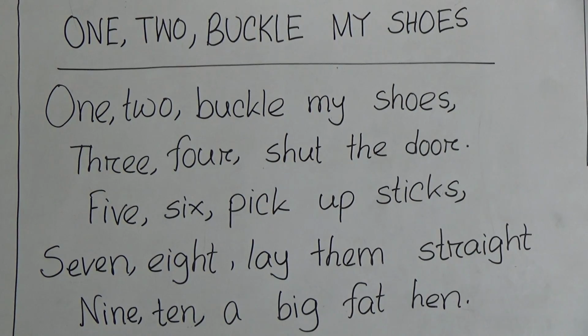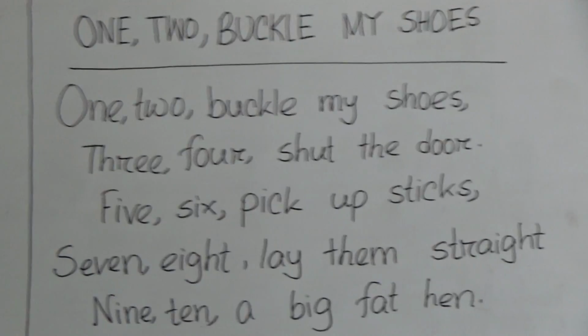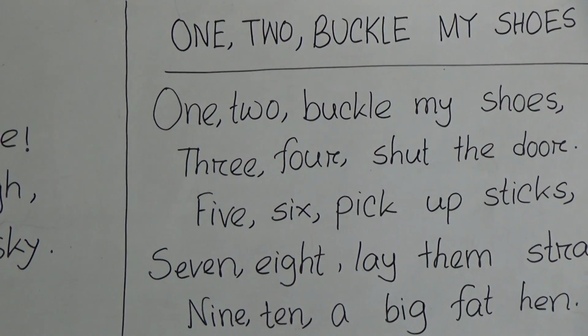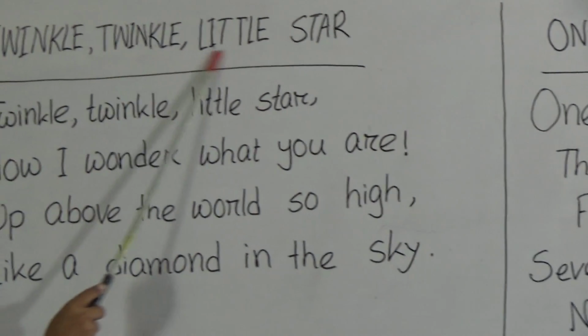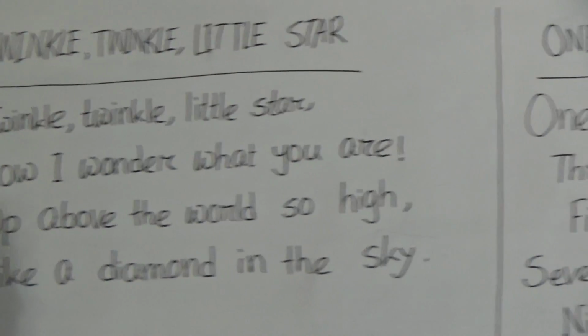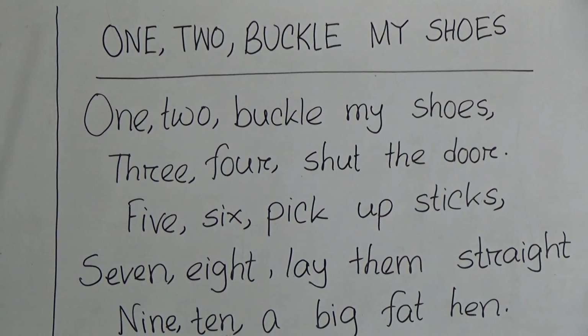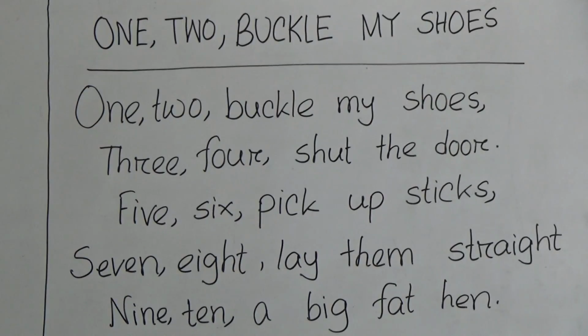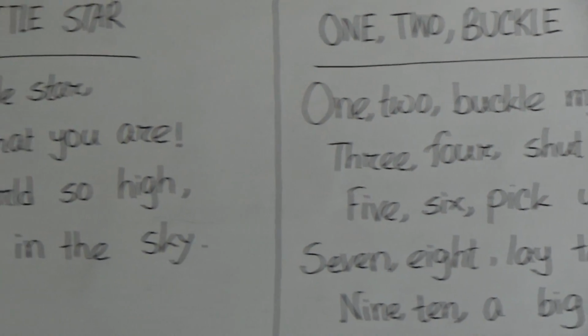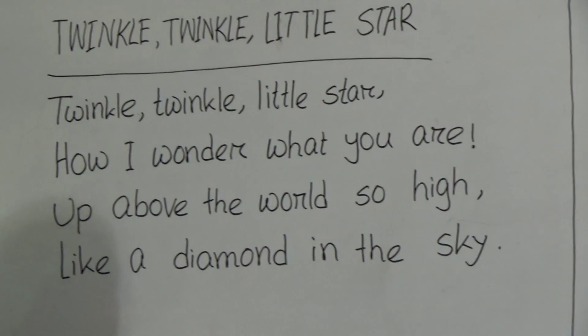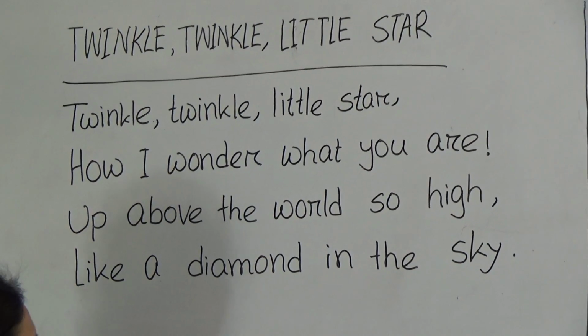So that means students, today we have learned 2 rhymes from page number 4 and 6. The first one is Twinkle, twinkle, little star, and the second one is 1, 2, buckle my shoes. Students, you have to learn both rhymes properly, and no need to write these rhymes. You have to learn this orally.